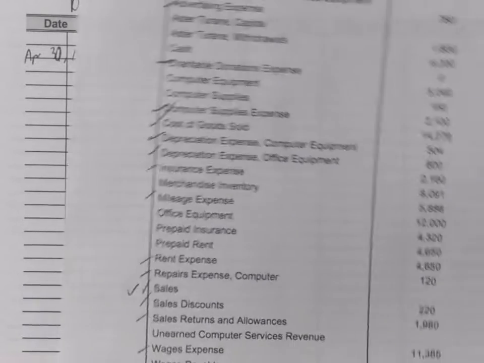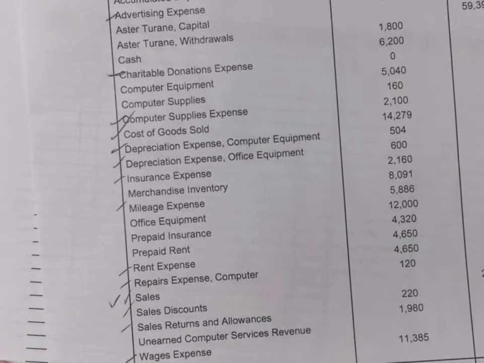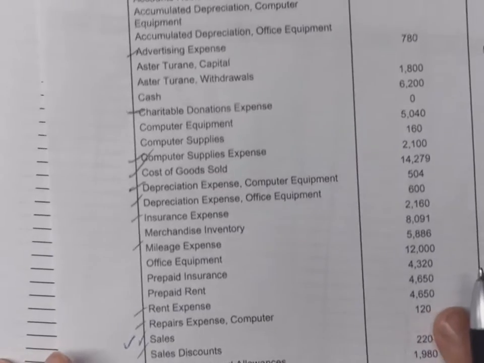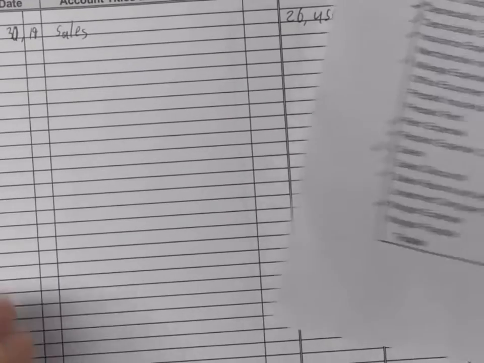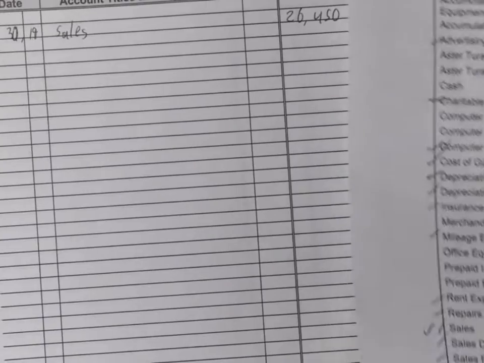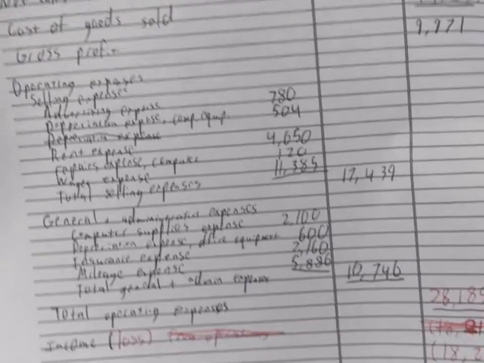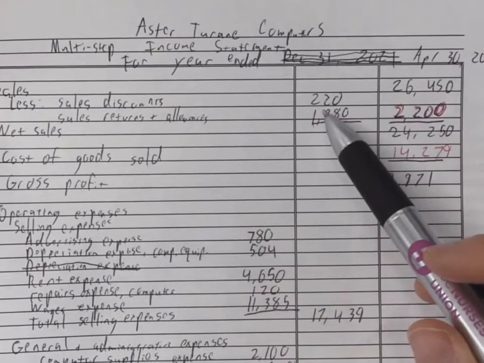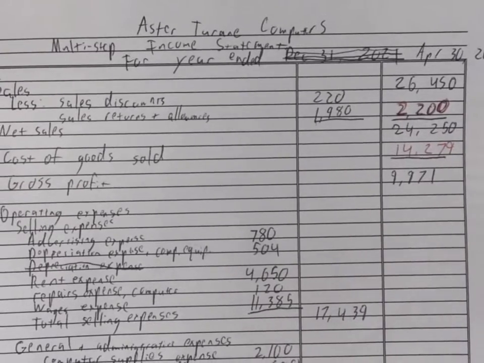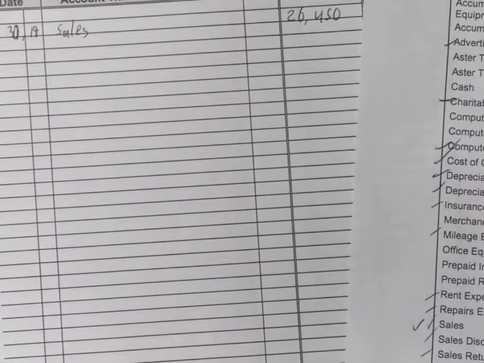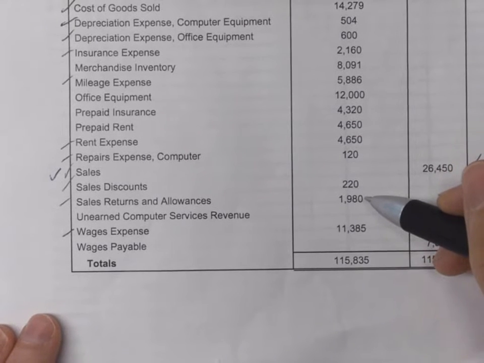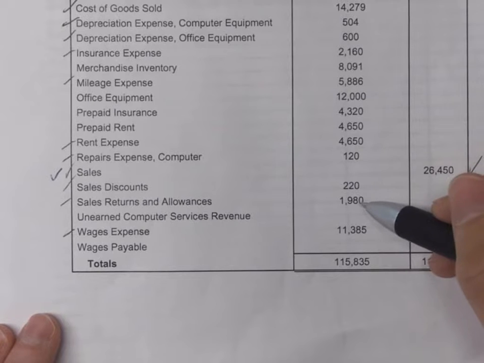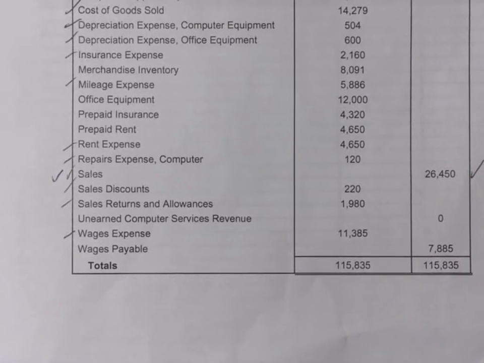We're going to talk about discounts and returns and allowances in a second, but I don't see any other revenue accounts. Am I correct in saying that? Yes. Thank you. The other thing we have to deal with, as we recall from our income statement, is the sales discounts, returns, and allowances. These are contra accounts held against sales, and we need to close these off too. We notice that we have a $220 debit balance and a $1,980 debit balance for returns and allowances. So how do we make them zero? We credit them.